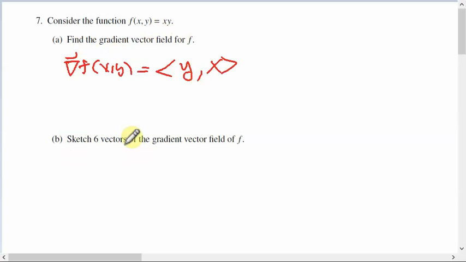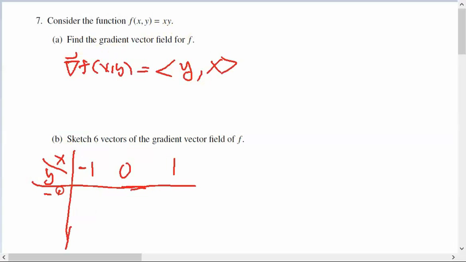Well, it's pretty easy to sketch them. I'll just use the points, my x's and y's. I mean, it's easy to do 9 of them. I can go -1, 0, 1, -1, 0, 1. You just have to do 6. What I'm going to get here when I plug in -1 for both of them is -1, -1. And then when I plug in 0 for x, that's going to give me -1, 0. Plugging in 1 for x, I'm going to get -1, 1.